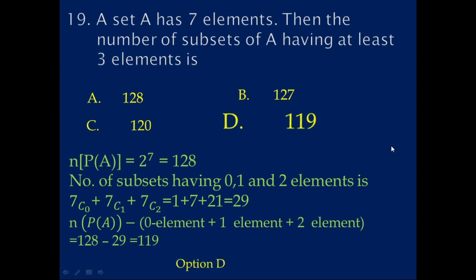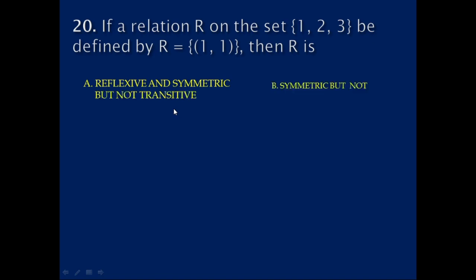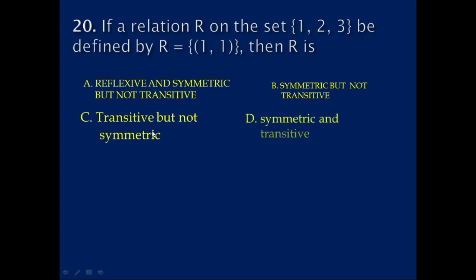It's clear? The next, 20th. If a relation R on a set containing 1, 2, 3 is defined by the relation R containing the singleton set, this one is the ordered pair (1, 1). Then R is: option A, reflexive and symmetric but not transitive. Option B, symmetric but not transitive. Option C, transitive but not symmetric. And option D, symmetric and transitive.